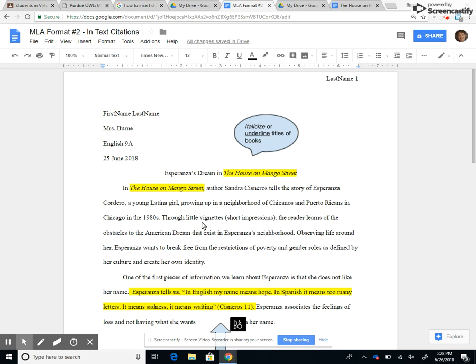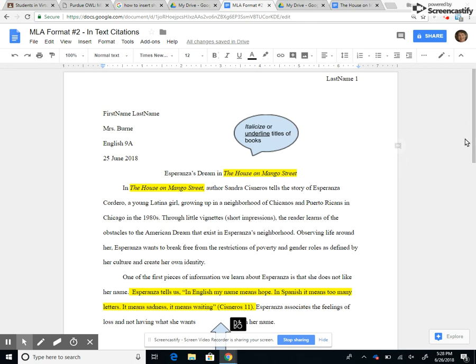So in my introduction, I start with a general sentence that mentions the title of the book, the author, the name of the main character, and just a brief summary of what the main theme of the book is. So in The House on Mango Street, author Sandra Cisneros tells the story of Esperanza Cordero, a young Latina girl growing up in a neighborhood of Chicanos and Puerto Ricans in Chicago in the 1980s. So that is my first sentence.